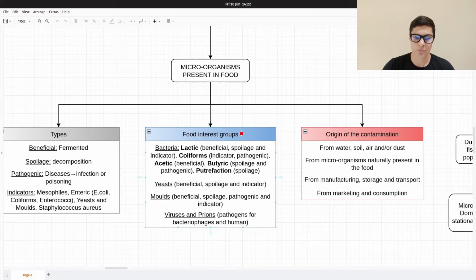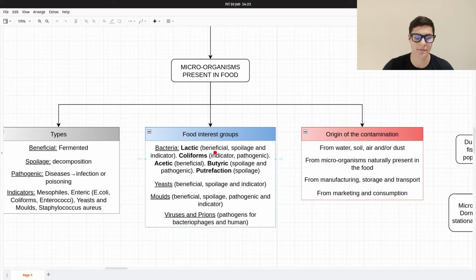Food interest groups. The bacteria can be lactic bacteria, and lactic bacteria can be beneficial in some cases. Spoilage, they can alter the food, and the indicators as well. The coliform bacteria can be indicator and pathogenic. The acetic can be beneficial only. The butyric can be spoilage and pathogenic. And the putrefaction bacteria, spoilage.